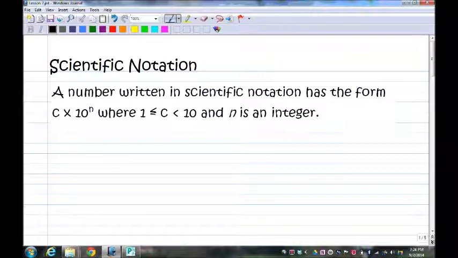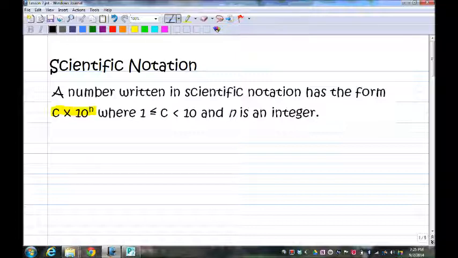Now, I'm going to give you the mathy definition here. This is horrible, but you've got to get used to reading these things. So I figured I'd put it up there and I can kind of explain it to you. A number written in scientific notation has the form c times 10 to the n, where 1 is less than or equal to c, less than 10, and n is an integer. I know that sounds horrible, but if you look at the first part, c times 10 to the n, that's what a number written in scientific notation would look like, where c is any digit from 1 to 9, and n is an integer.